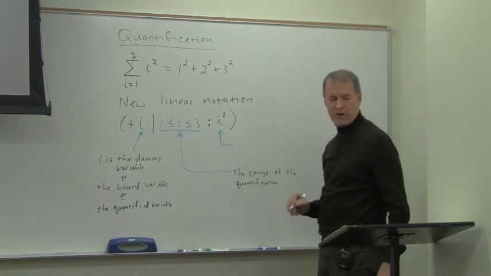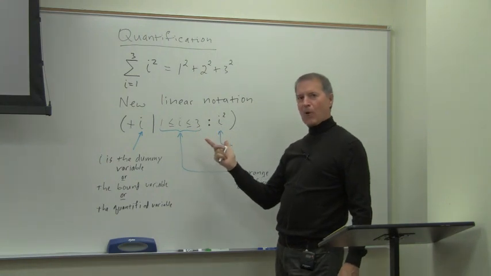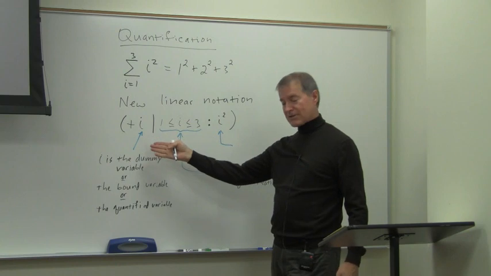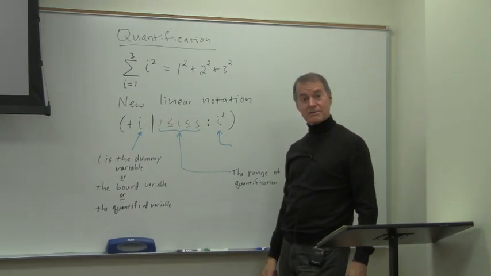The range of the quantification. And tell me, you guys, the range always has a specific type. Now, I can have lots of different types, but the range always has a specific type. Can you tell what it is? Natural numbers.